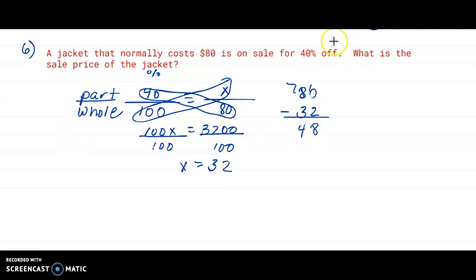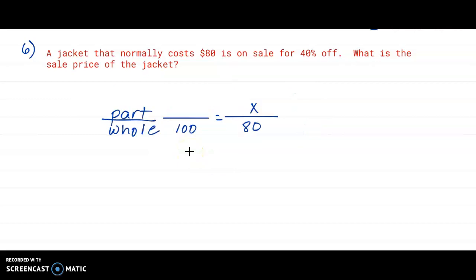Now, if you wanted to solve this by finding out, instead of finding out how much money you're not paying and then subtracting it, you could find out how much you are going to pay. So now I've set up a proportion, but think about it. If the jacket's on sale for 40% off, then that means you're not paying 40% and you are paying 60% because the whole amount is 100%. So 100% minus 40% is 60%. So you are not paying 40% and you are paying 60%.